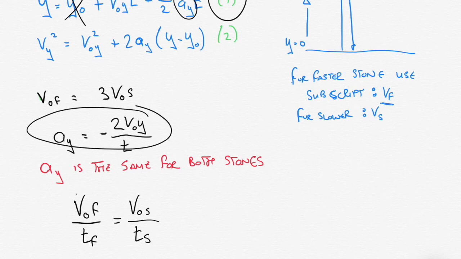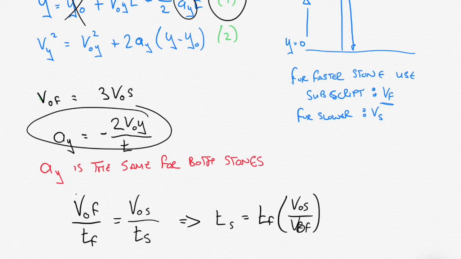So now we can solve for the time taken by the slower stone to complete its journey. So that implies that the time for the slower stone is equal to the time for the faster stone multiplied by v0 s over v0 f. This, again, we're just rearranging the equation that we had just here. And we know that the time for the faster stone is 10 seconds. It takes 10 seconds to complete its journey. And v0 s over v0 f is 1/3.